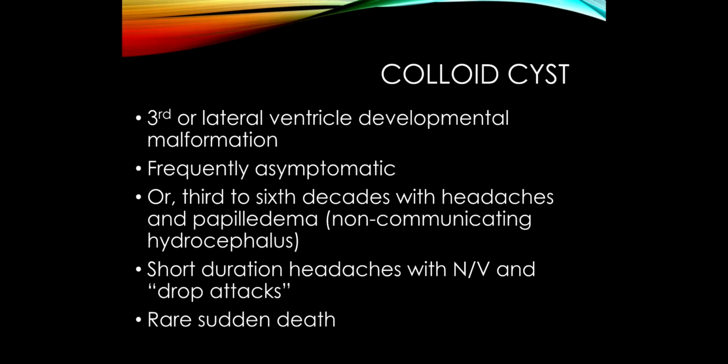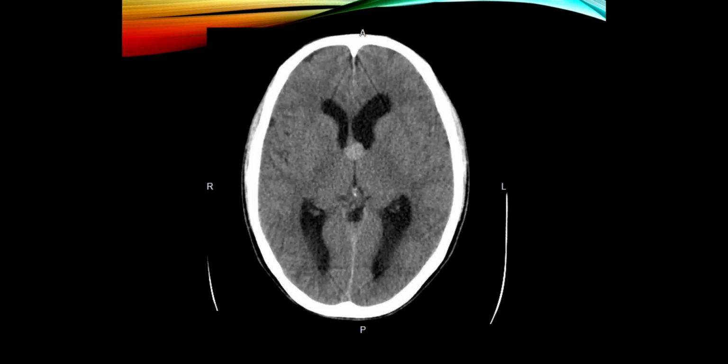Okay, but because these tend to be mobile, they just kind of float around, they move around in there a little bit, it can intermittently cause a non-communicating hydrocephalus. And so usually when that happens, it's a real brief spike in increased intracranial pressure, and this can sometimes cause a severe headache with nausea, vomiting, and drop attacks. The patient may even briefly pass out because of the brief spike in intracranial pressure. And there have been some rare cases of sudden death related to that spike in intracranial pressure.